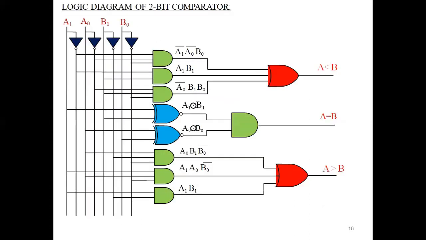Here that's why we will draw the exclusive-OR gate, the exclusive-NOR gates. A1 exclusive-NOR B1, A0 exclusive-NOR B0. So this way we construct the diagram.